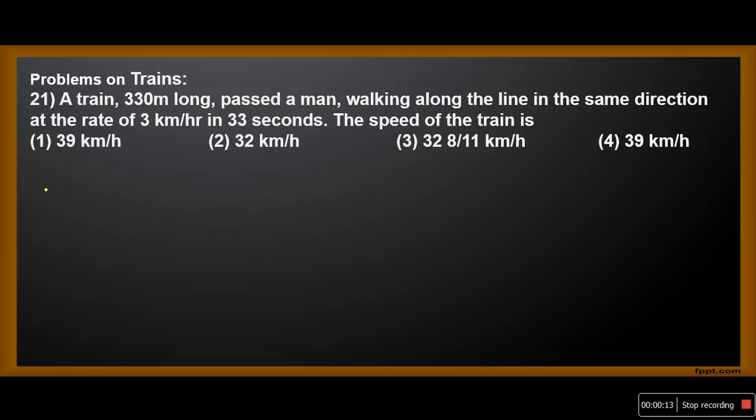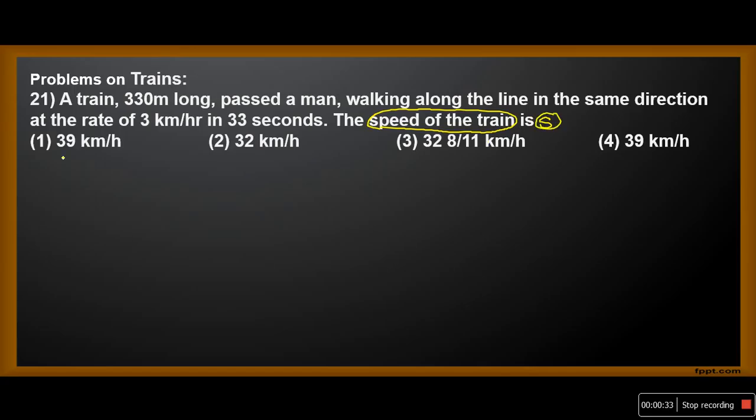See here, a train 330 meters long passed a man walking along the line in the same direction at the rate of 3 km per hour in 33 seconds. We have to find the speed of the train. Let us consider the speed of the train to be s.